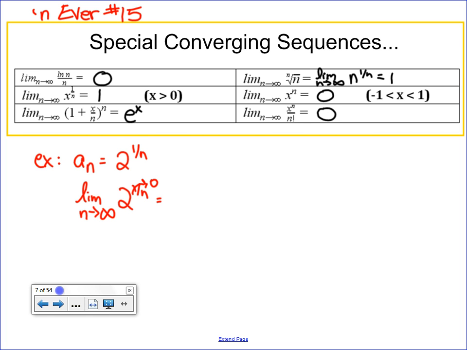Endeavor number 15, guys. But I need you to do something. I need you to box sequences, because sequences are not series. Sequences are limits of terms, easy. Series are different. Okay, you got it? Endeavor number 15? I need you to box sequences, special converging sequences. Okay? I never filled this in. 2 to the 0 is 1, or approaching 0. Can I go on?